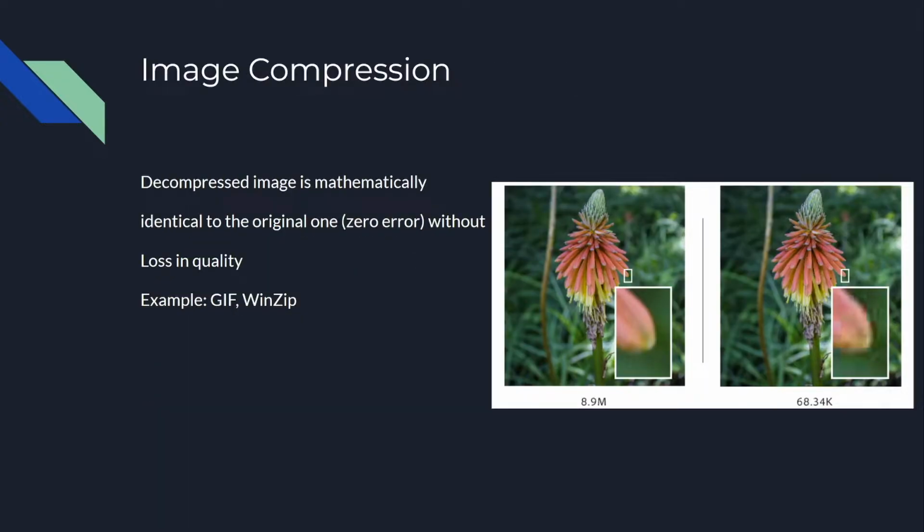Image compression is essentially trying to retain much of the original quality of the photos while being much smaller in file size. The image is decompressed mathematically identically to the original one without loss in quality. Famous formats include GIF and WinZip, which use the LZ algorithm to do this. As you can see with the picture on the right, when you zoom in, there is a loss in quality when you compare the two.